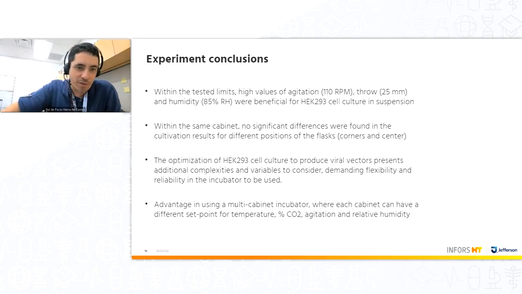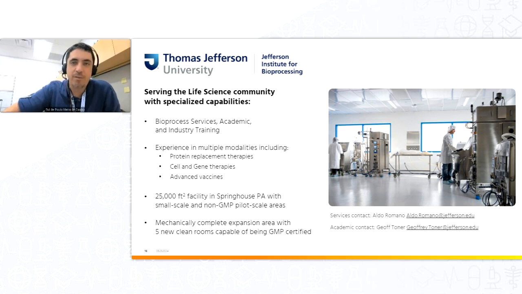We can say that within the same cabinet, no significant differences were found in the cultivation results for different positions of the flasks. The optimization of HEK293 cell culture to produce viral vectors presents additional complexities and variables to consider, demanding flexibility and reliability in the incubator to be used. And you really have a big advantage in using a multi-cabinet incubator where each cabinet can have a different set point for temperature, CO2, agitation, and relative humidity.